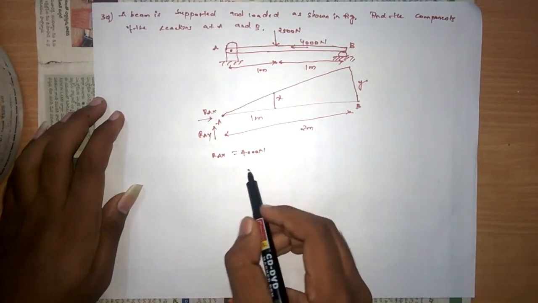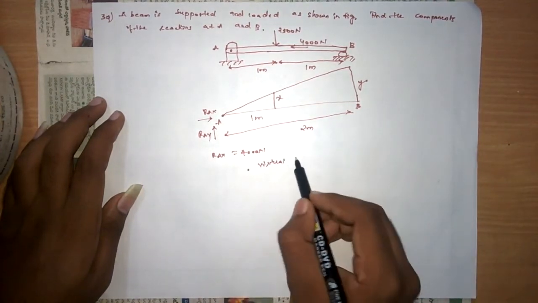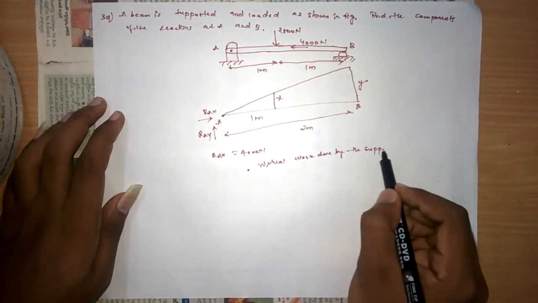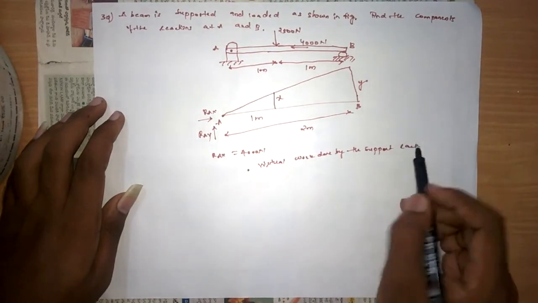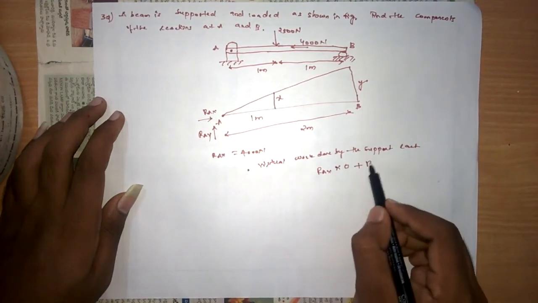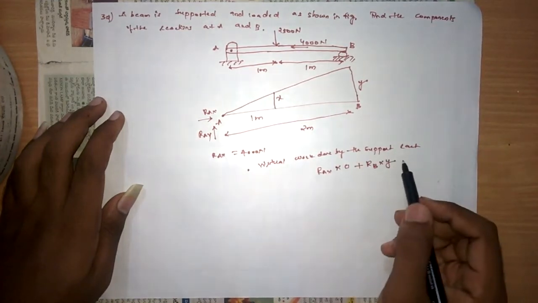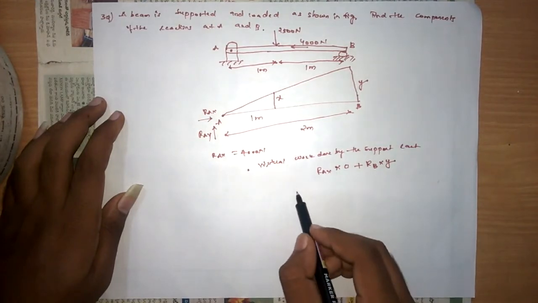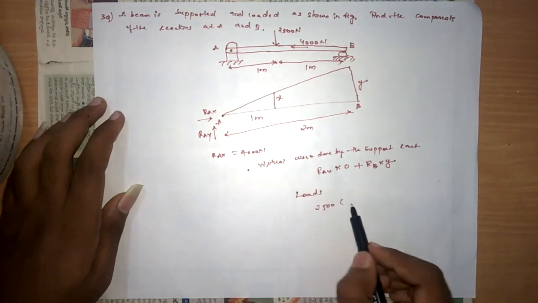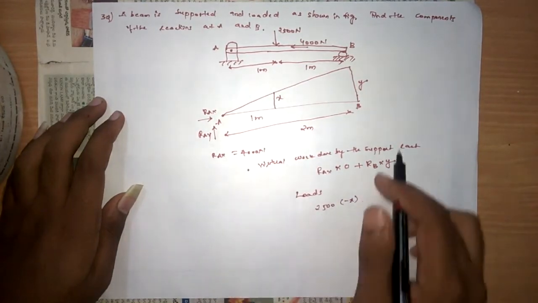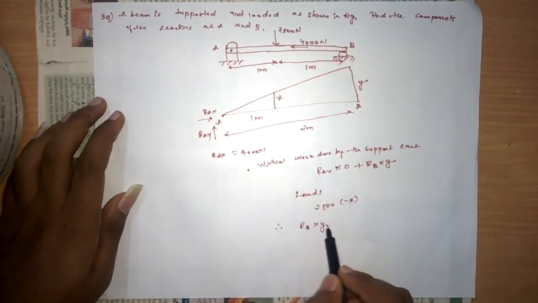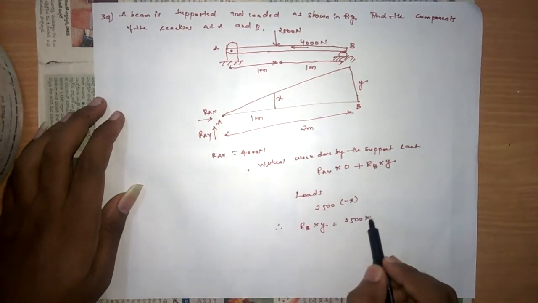Now, virtual work done by the support reactions is RAX into 0 plus RB into y. Now, virtual work done by the external loads. Here the load acting is 2500 newtons, with a displacement of negative x. Their summation must be 0 from the principle of virtual work. RB into y equals 2500 into x.